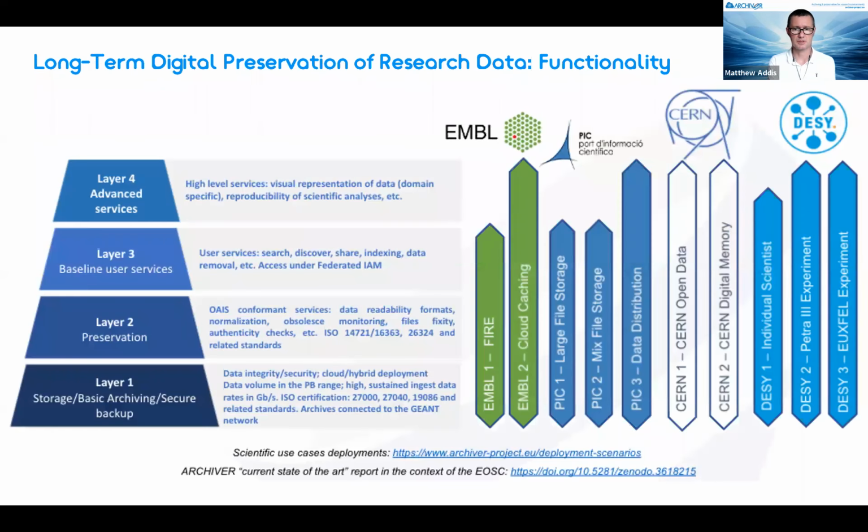So the requirements for archiving and preservation of research data sets in ARCHIVER are being expressed by the buyers in the form of a 4-layer model and a set of use cases. So at the bottom is basic storage for petabytes of data with high-speed ingest and access, and connectivity to Géant networking, as well as basic things like information security.